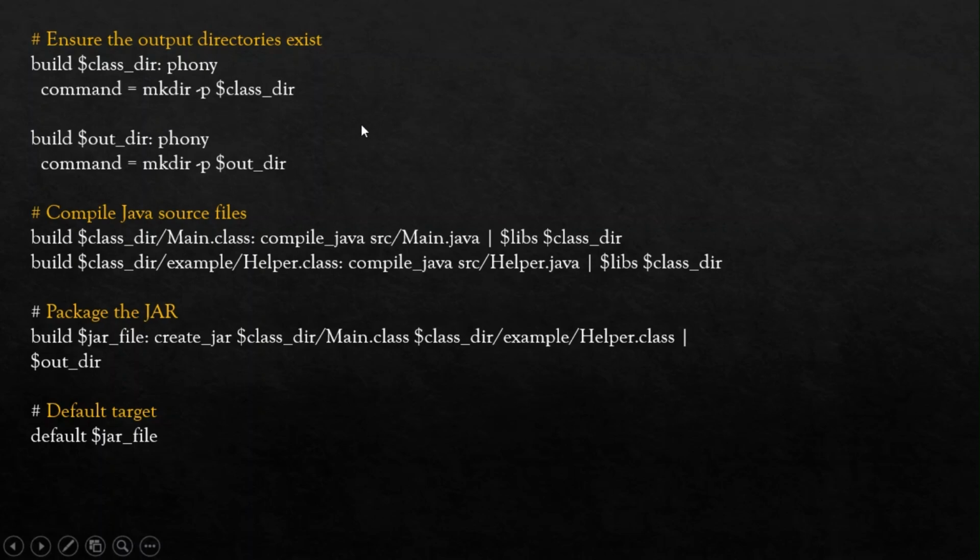Now we have output directories existing and we have created rules to compile all our input files. Next, we'll see how the compilation of Java source files happens. Compilation happens with the help of the build command. This is the syntax for the build command. It starts with the keyword build followed by the output directory. The output directory is class_directory. And we also specify the rule name. So compile_java is the rule name.